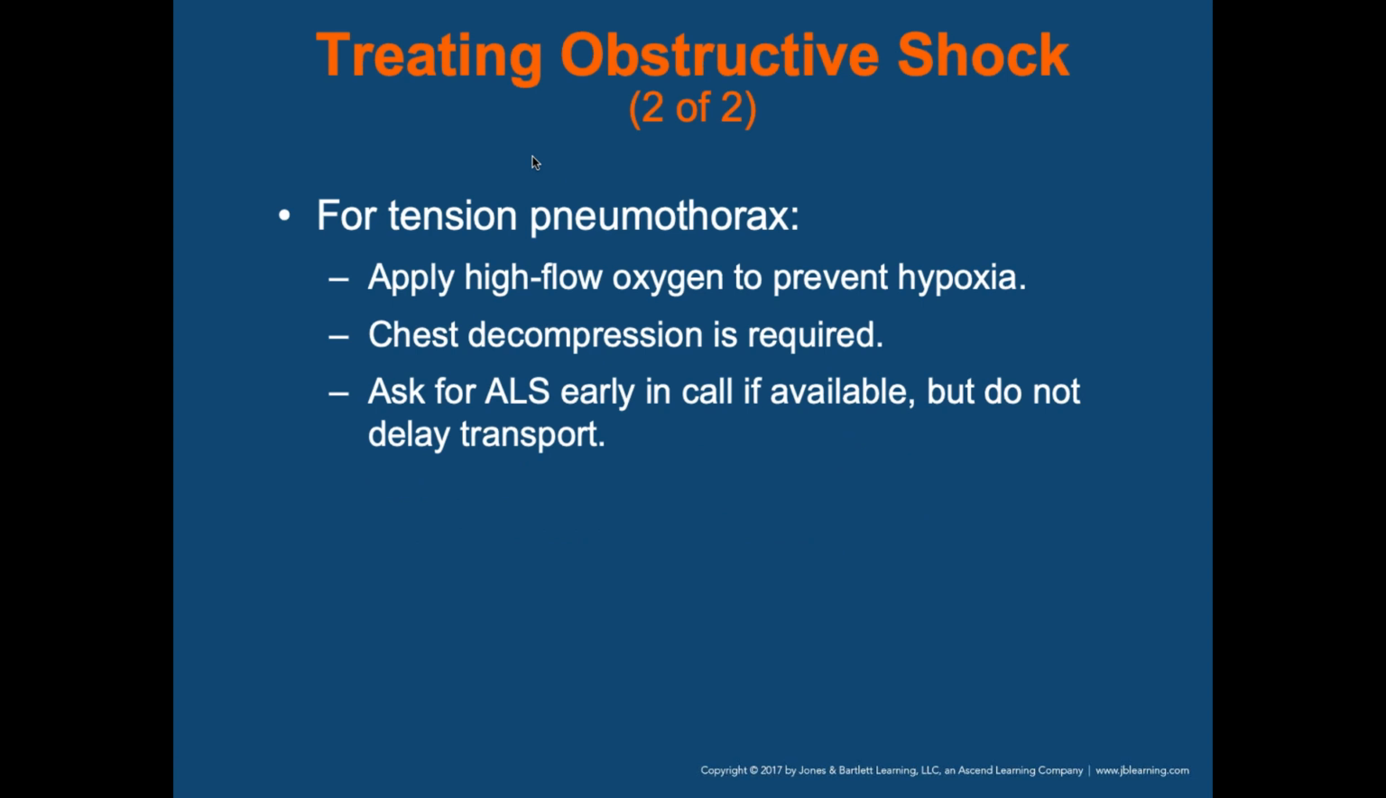For tension pneumothorax, same thing. Chest decompression is required. Apply high flow oxygen, prevent hypoxia, get ALS early if available. Do not delay transport. This patient's going to get a chest tube at the hospital.